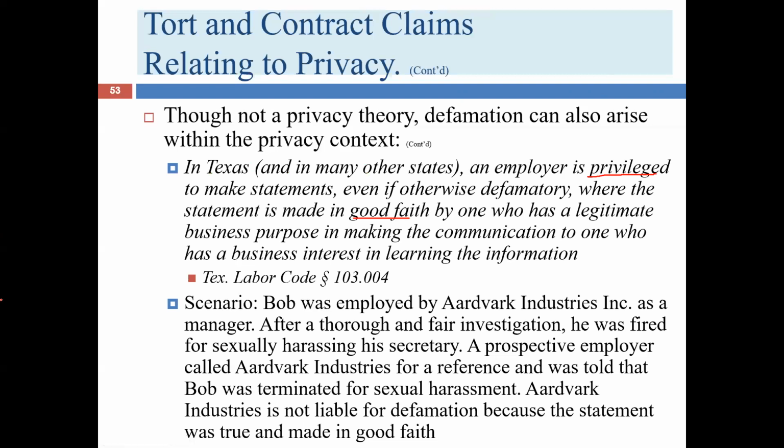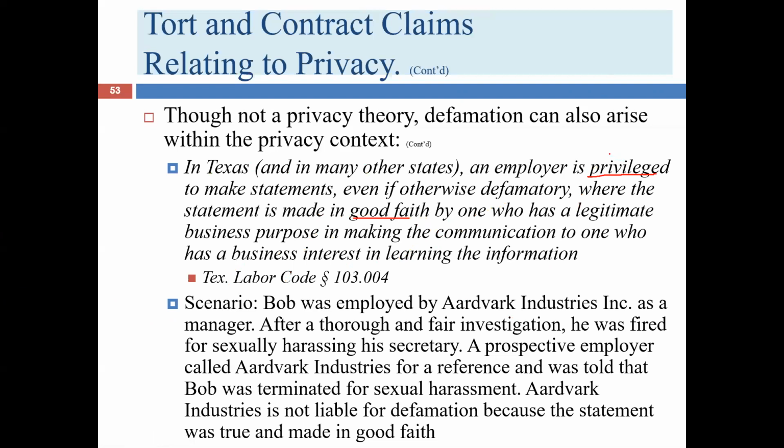Did I defame Bob by saying that? Very possibly I've satisfied all the elements. But the statute, which I'm about to show you, is going to say, well, if I said it in good faith to somebody who had a legitimate business interest in knowing it, my statement is going to be privileged. It's going to be a qualified privilege, though.